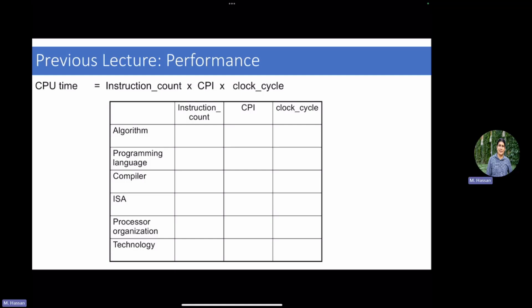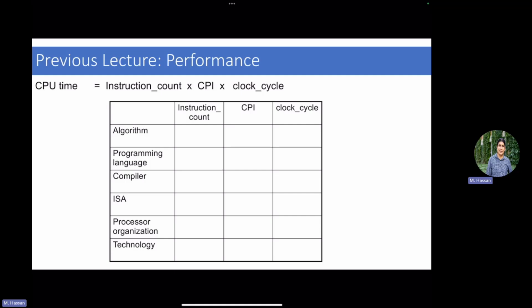So in every single architecture paper, you will have an evaluation section that uses one of the equations we had last time, either the iron law or Amdahl's law, or a combination of them using geometric mean or harmonic mean or the normal mean. And in industry, the same thing.